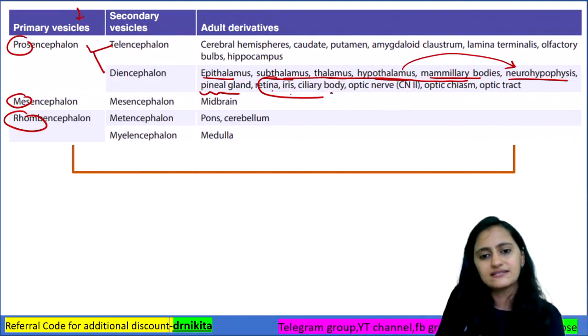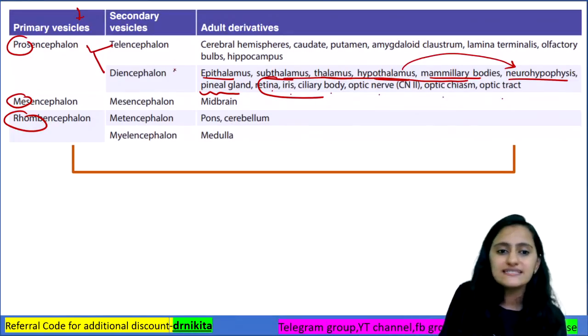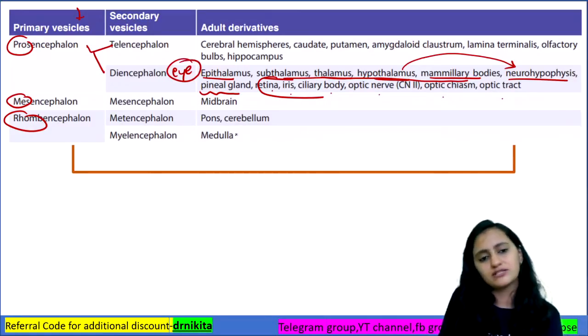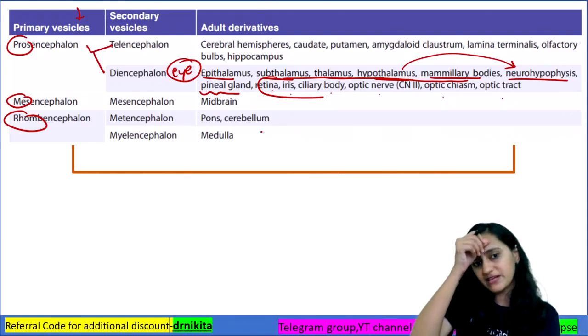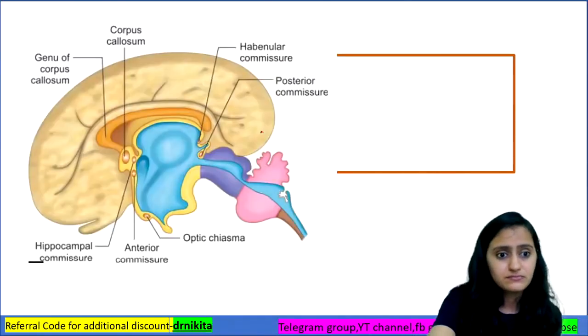So retina, iris, ciliary body, optic nerve, optic chiasma, optic tract. All these are also from diencephalon. So please remember, eye structures are also from diencephalon. Very, very important to remember.